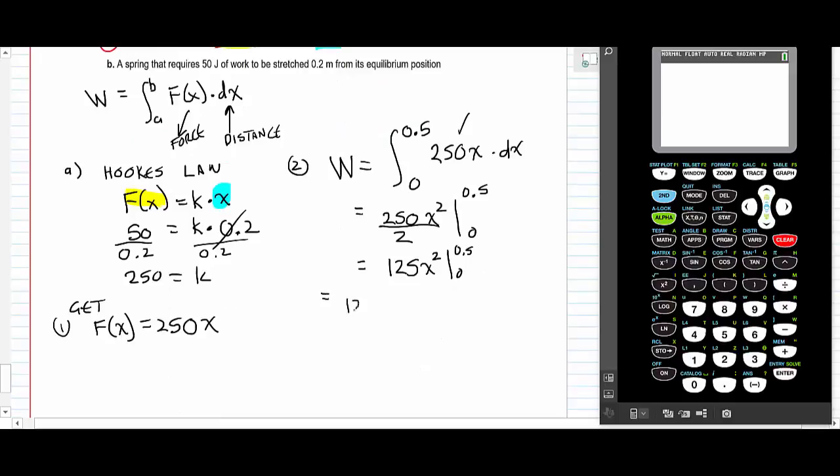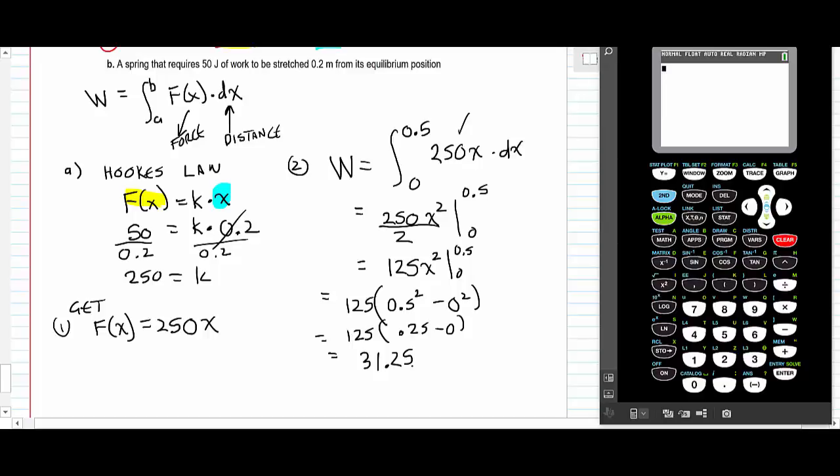So let's see what we get. We'd have 125 times 0.5 squared minus 0 squared, and then that would be 125 times 0.25 minus 0, so then if you work that out, that is 31.25. Check my arithmetic on this. Some of this I did earlier, so we got 31.25.